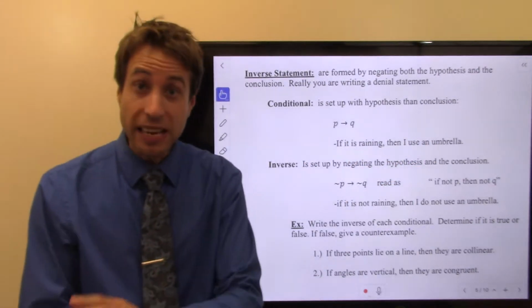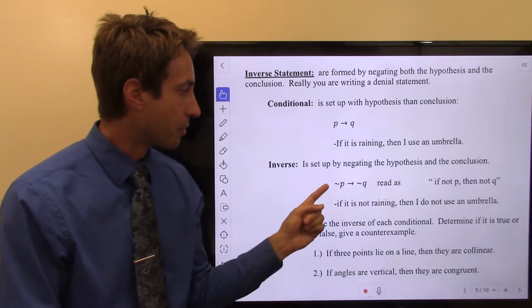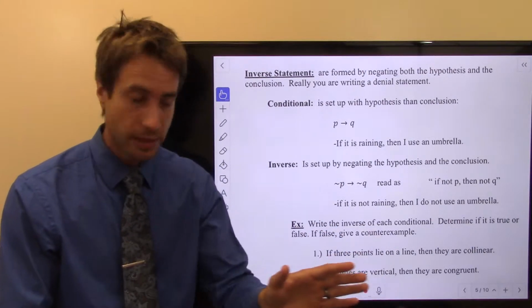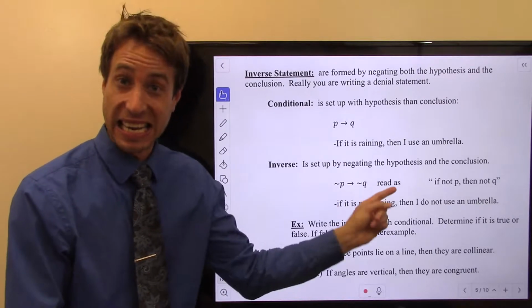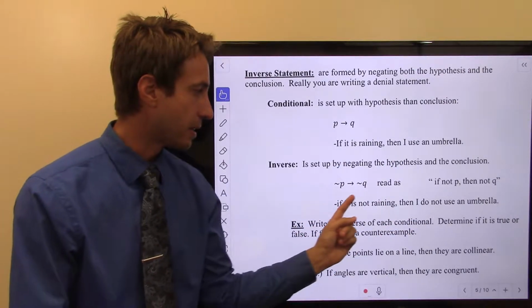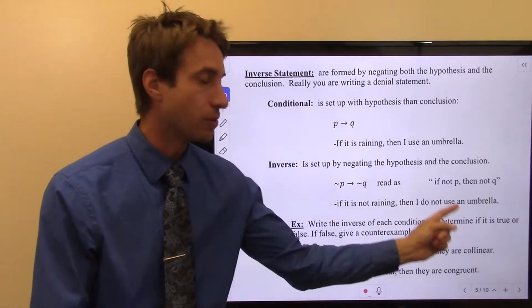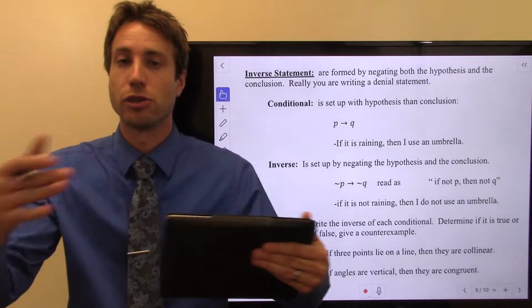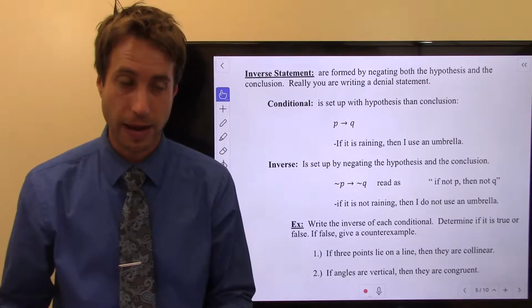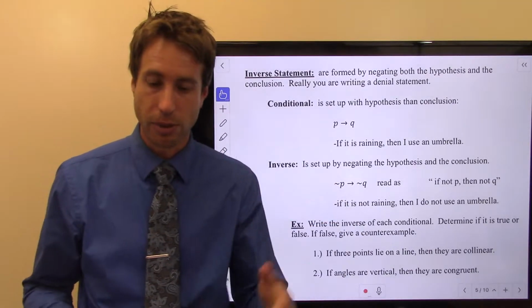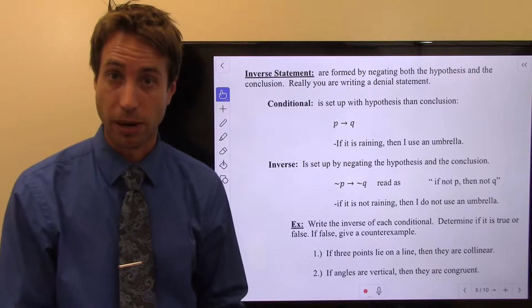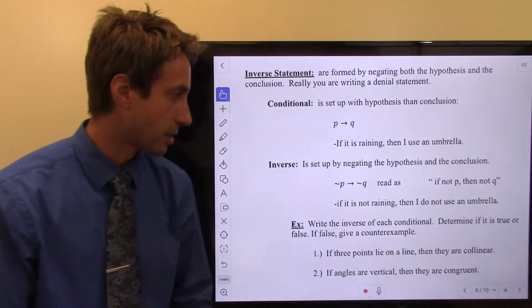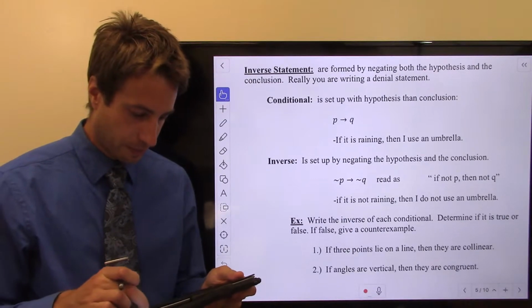So if it's raining, then I will use an umbrella. The inverse statement, the little squiggle mark means to negate. So if not P, then not Q. If it is not raining, then I do not use an umbrella. You just negate both statements. So if it is raining, then I use an umbrella. The inverse: if it is not raining, then I do not use an umbrella. You just negate both of the statements. We can practice this a couple of times.